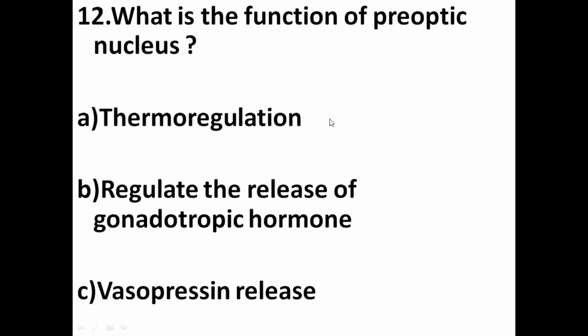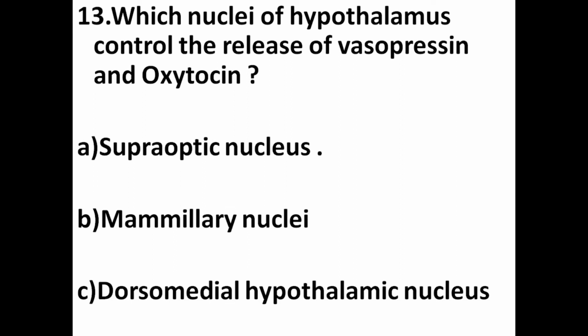12th one, what is the function of preoptic nucleus? Option A, thermoregulation. Option B, regulate the release of gonadotrophic hormone. Option C, vasopressin release. Answer, option A, thermoregulation. 13th one, which nuclei of hypothalamus control the release of vasopressin and oxytocin? Option A, supraoptic nucleus. Option B, mammillary nuclei. Option C, dorsomedial hypothalamic nucleus. Answer, option A, supraoptic nucleus.